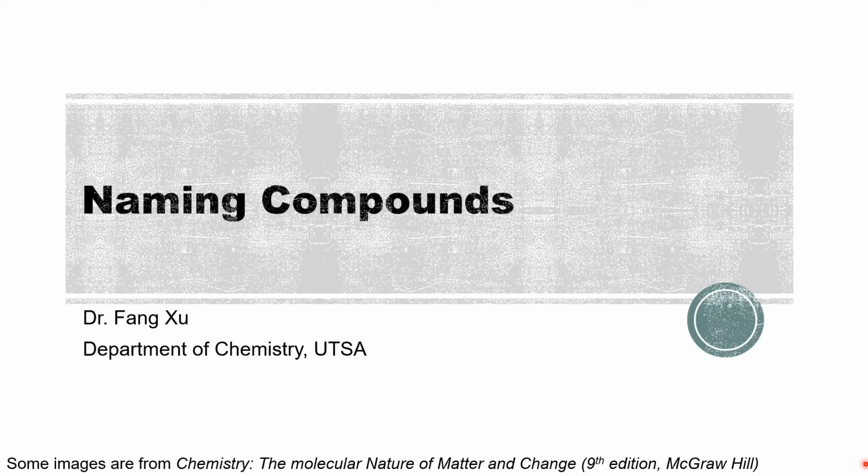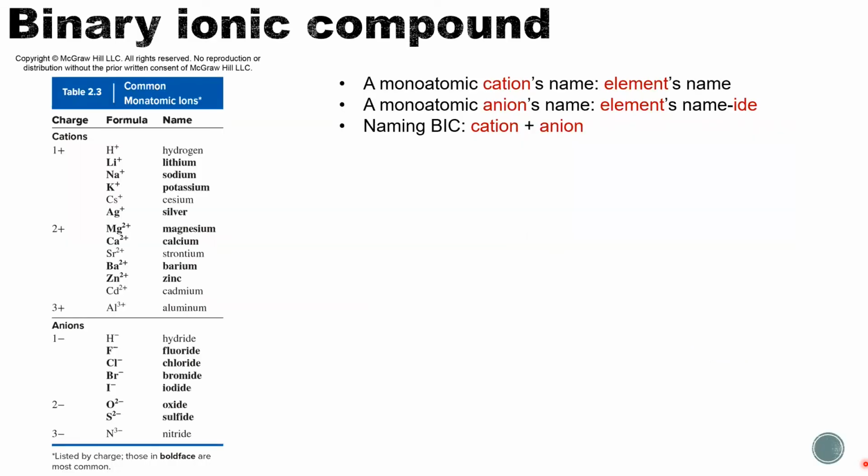This is one of the last videos in chapter 2, and it's one of the most important concepts in chapter 2. So please make sure you pay attention and know how to name compounds. Let's take a look at the binary ionic compound first.